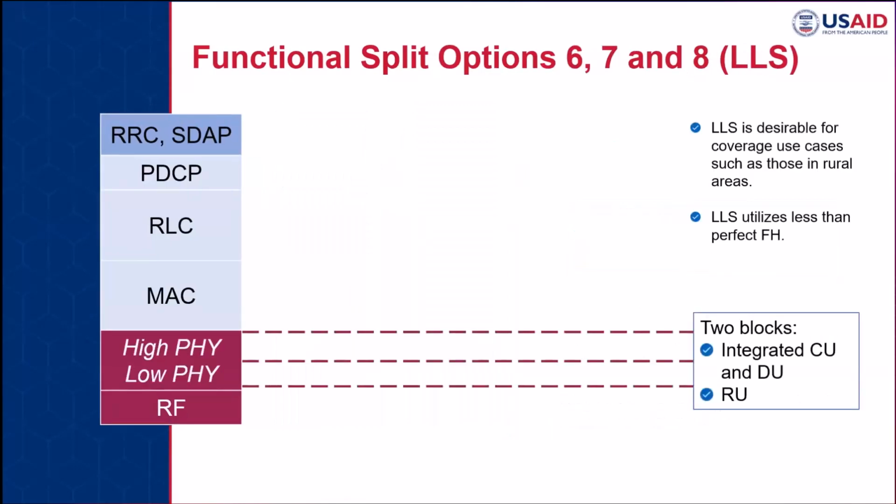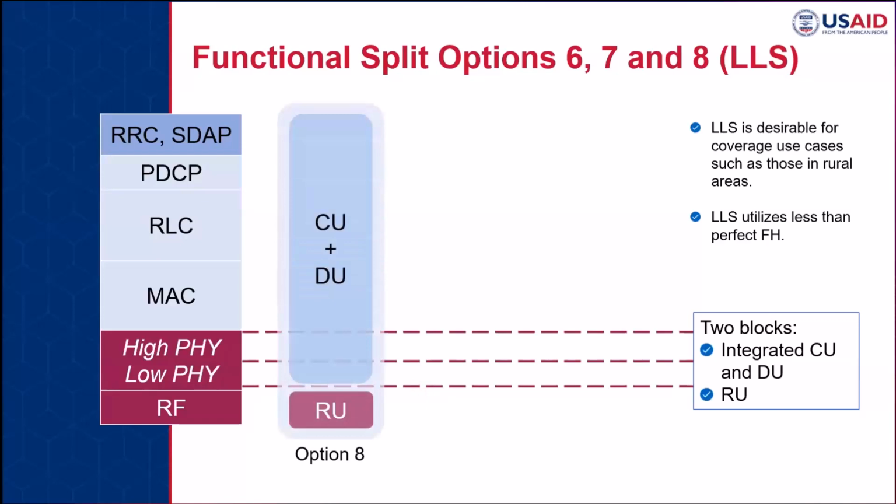Low layer split is splitting the components, the functionality, in the lower part, in layer one. So there is a high physical layer and a low physical layer. If you have this data, you have option 8. So this is where the split is happening, here inside the CU/DU, the high and the low.